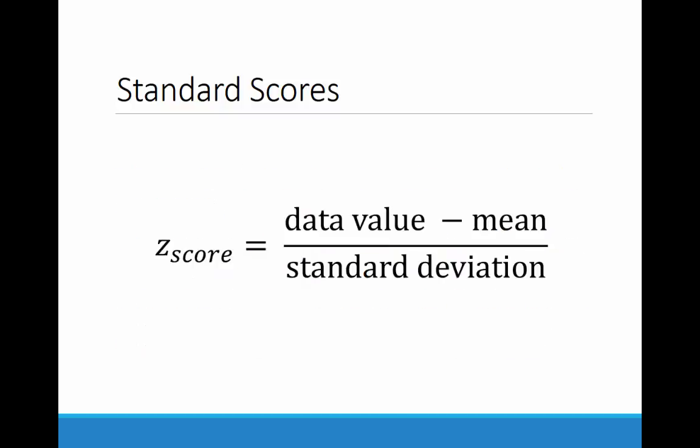Standard or z-scores follow a specific formula. The z-score is always calculated by taking the data value, subtracting the mean, and dividing by the standard deviation.